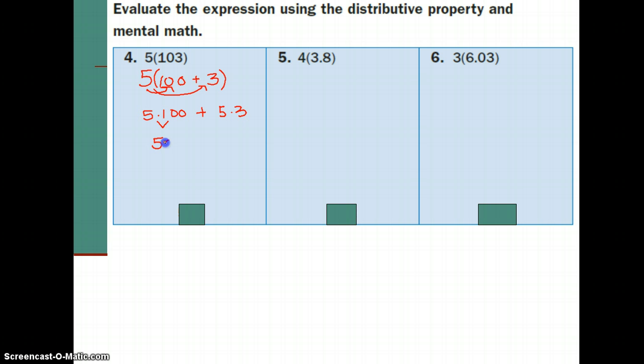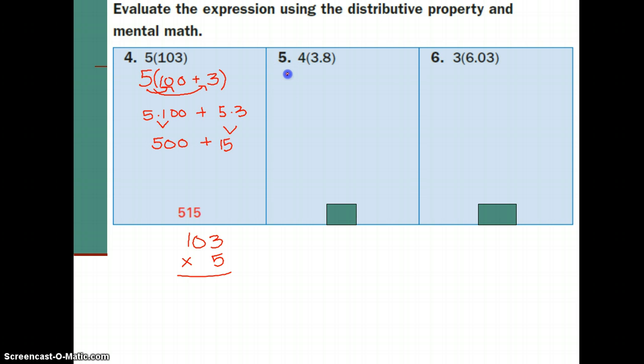5 times 100 I can do in my head. 500 plus 5 times 3, 15. 500 plus 15 is 515. See how this problem was easier to solve now that we used the distributive property? Otherwise, you would have done 103 times 5. Try number 5 on your own. Pause the video.